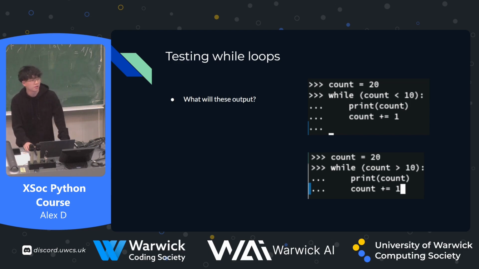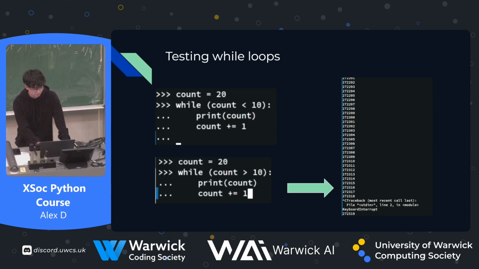What about the second one? Infinitely many numbers. Why is that? Oh, well, from 20. Why is that? It's always going to be bigger than 10. Yep, that's right. So it's just going to keep going until you X out the program, basically. You want to avoid situations where your loops continue going on forever, unless it's obviously intentional, but most of the time it's not. So you need to be sure that your loop will have some kind of termination point.